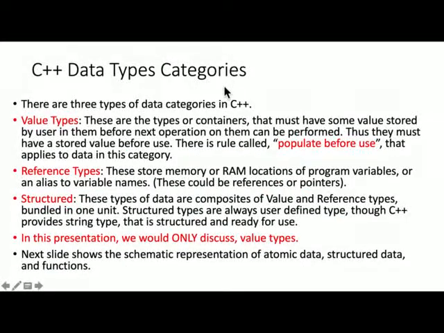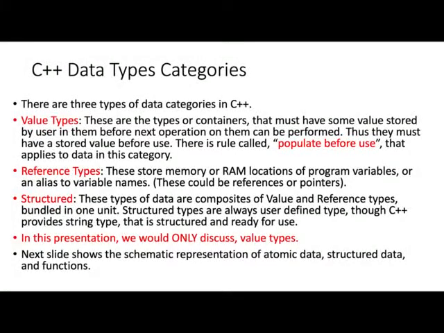Okay, so let's talk about what categories there are in C++ data types. There are 3 types of data categories in C++. One is called value type. These are the types or containers that must have some value stored by the user in them before the next operation on them can be performed. So basically, they cannot contain garbage. If you don't put anything in them, there will be garbage.